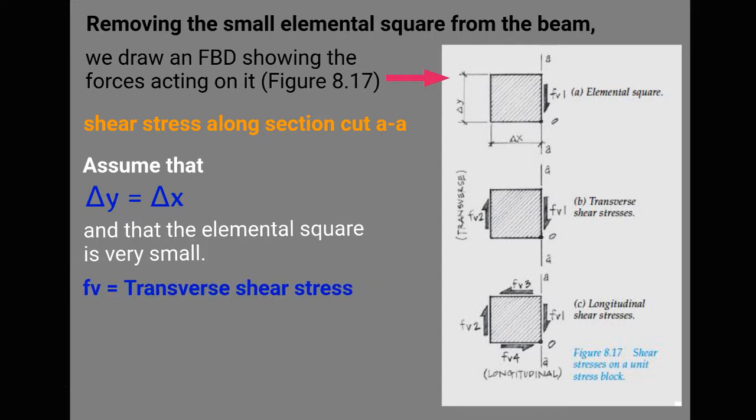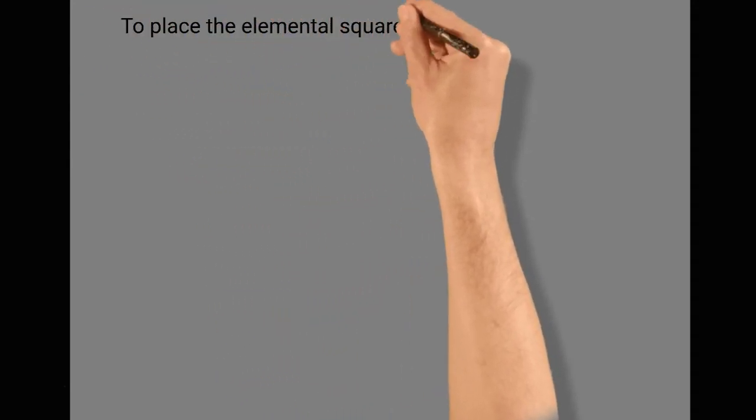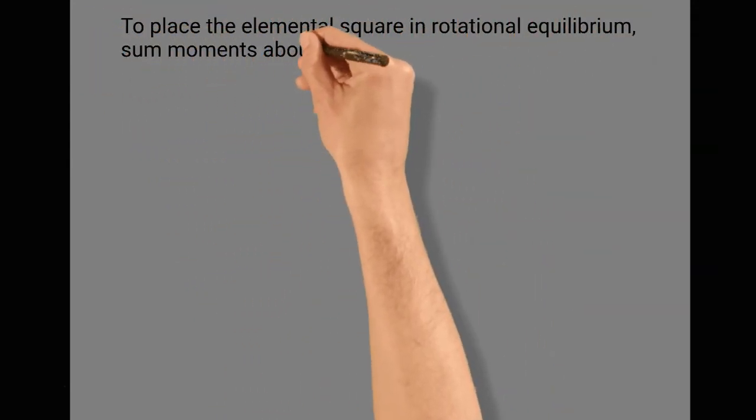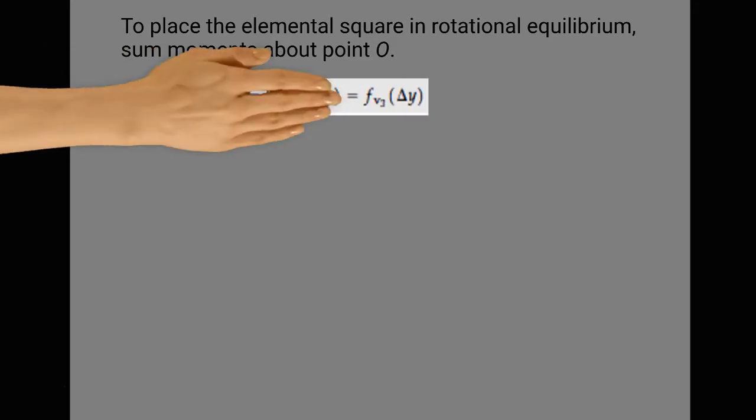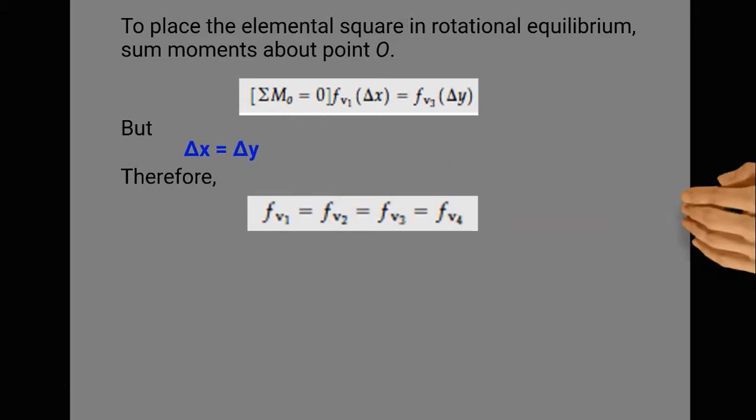Fv is equal to transverse shear stress. For equilibrium vertically, we arrive with this formula. To place the elemental square in rotational equilibrium, sum moments about point O. Summation of moments at point O is equal to 0. Fv1 times delta x is equal to Fv3 times delta y. But delta x is equal to delta y. Therefore, Fv1 is equal to Fv2, equal to Fv3, and equal to Fv4.